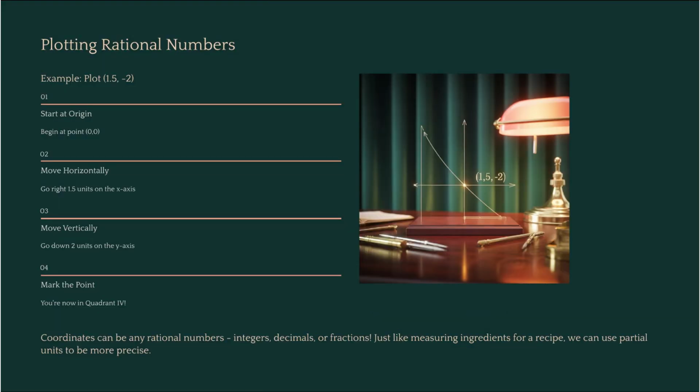Since we are working with rational numbers, the coordinates don't have to be whole numbers. They can be decimals or fractions. For example, to plot the point (1.5, -2), you start at the origin. You move right 1.5 units on the x-axis, and then you move down 2 units parallel to the y-axis. That puts your point right in quadrant 4.